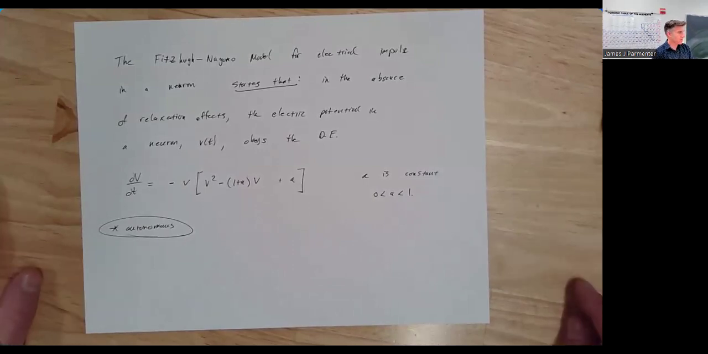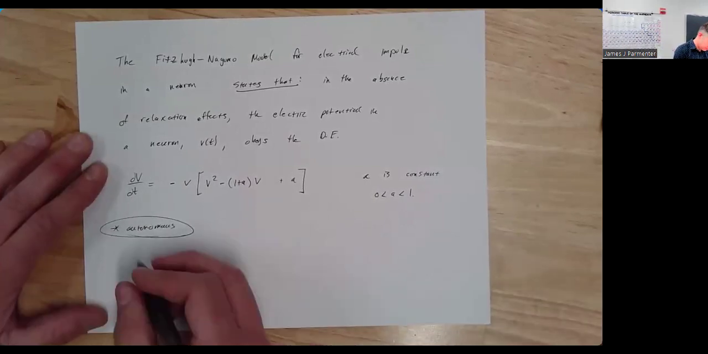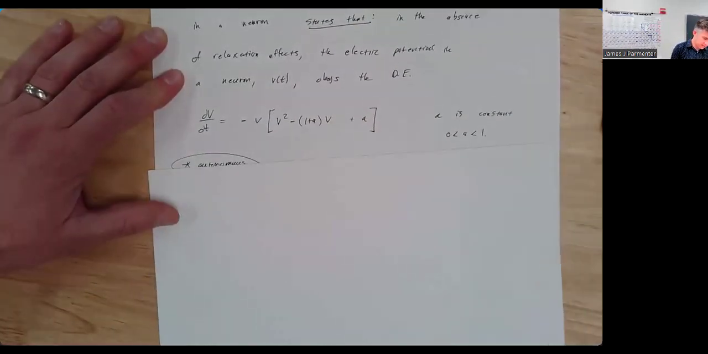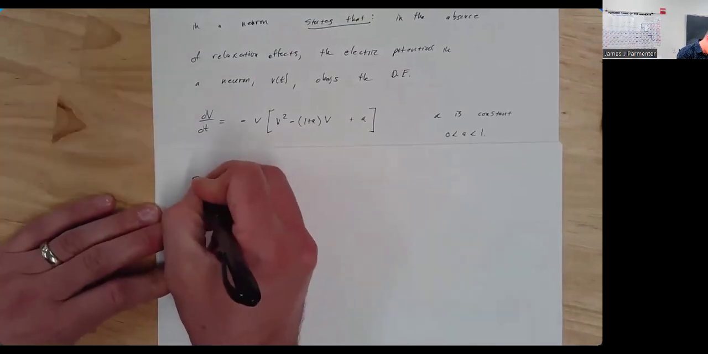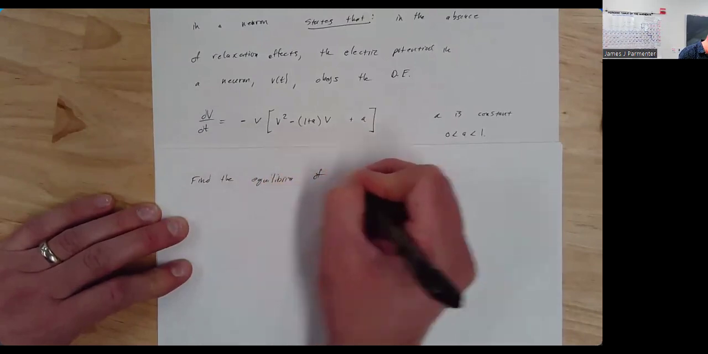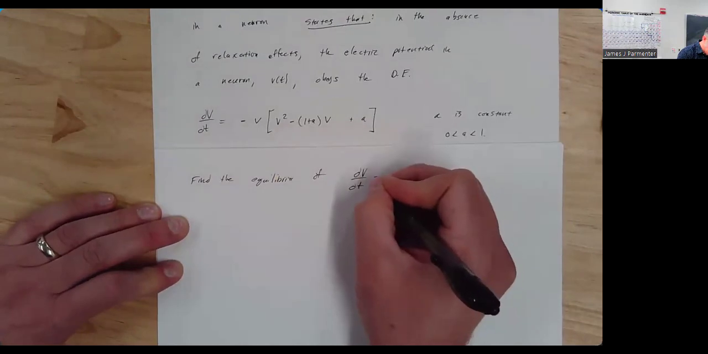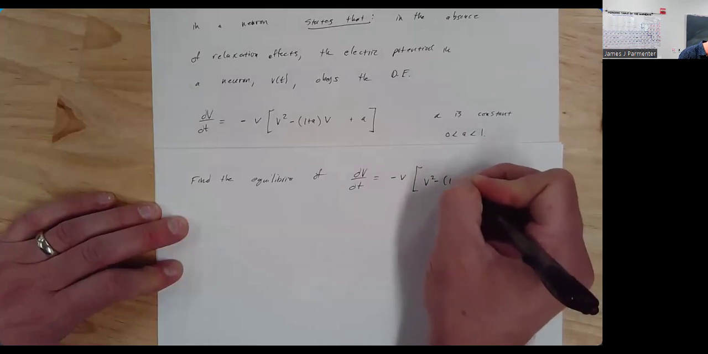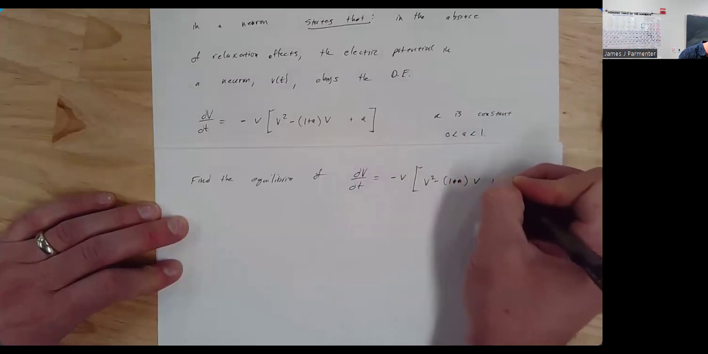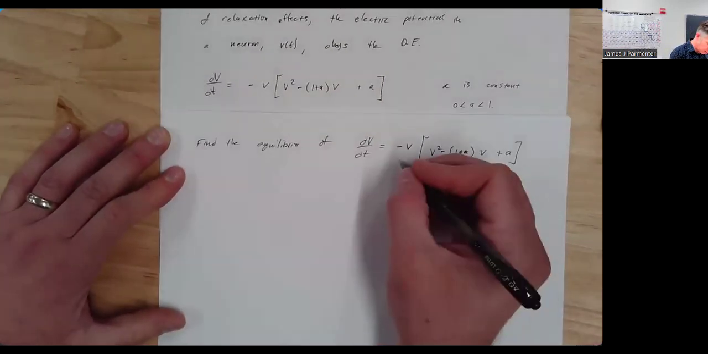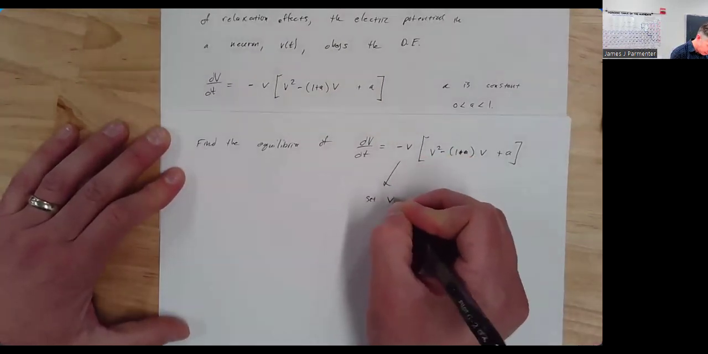So let's find the equilibria. Let's use a new page to find the equilibria of this differential equation, since we're not going to have enough room. And everybody should be able to identify one that's really obvious. What is it? Yeah, 0. Definitely one of the equilibria. If V is 0, this differential equation is equal to 0. So for sure, one of them is just V equal to 0. Great.